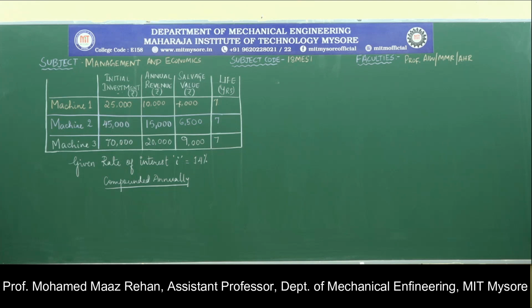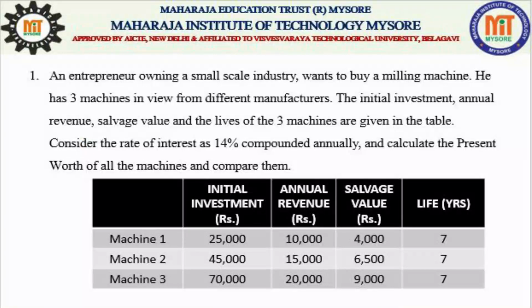Now let us solve a problem. An entrepreneur owning a small scale industry wants to buy a milling machine. He has 3 machines in view from different manufacturers. The initial investment, annual revenue, salvage value and the lives of the 3 machines are given in the table. Consider the rate of interest as 14% compounded annually and calculate the present worth of all the machines and compare them.